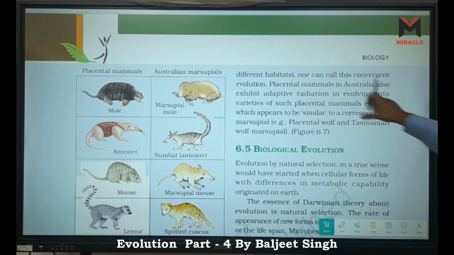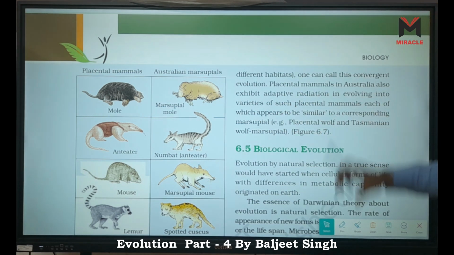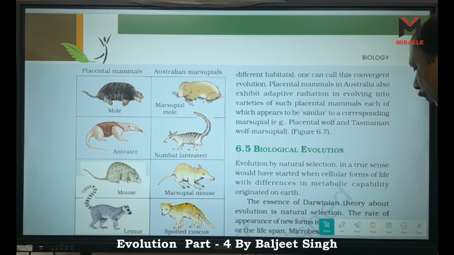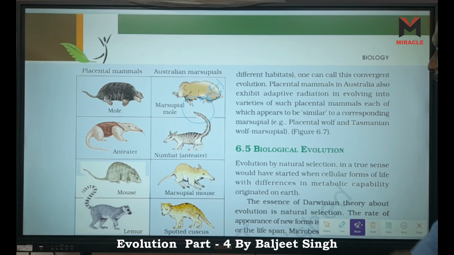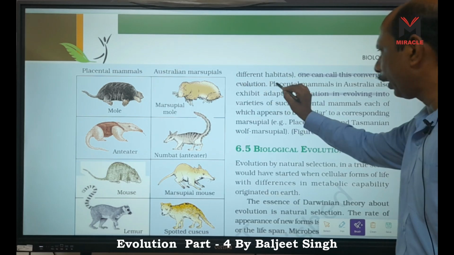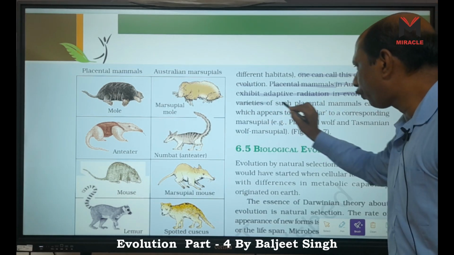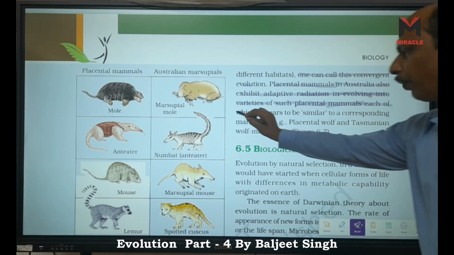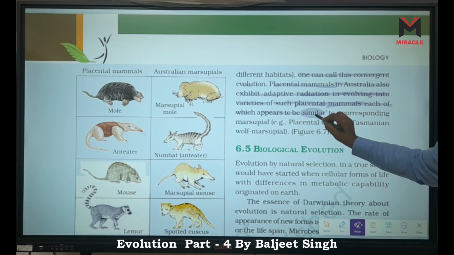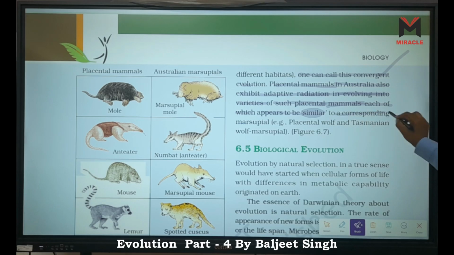Placental mammals in Australia also exhibit adaptive radiation in evolving into varieties of such placental mammals, each of which appears to be similar to a corresponding marsupial. What is given here? Similar, right? Do you understand what similar means? That is important, because similar. That's why we call them convergent, right? To a corresponding marsupial.